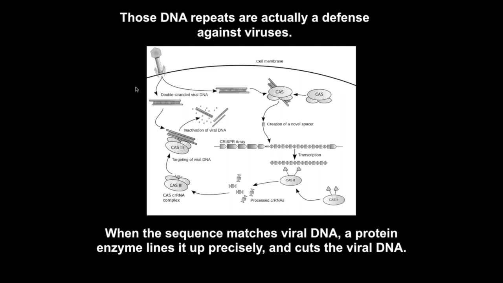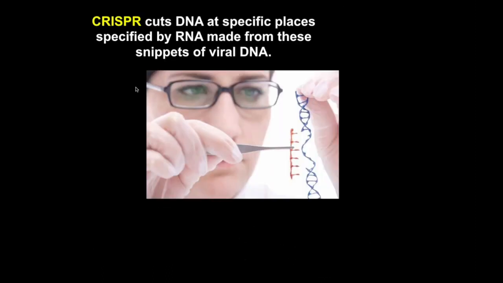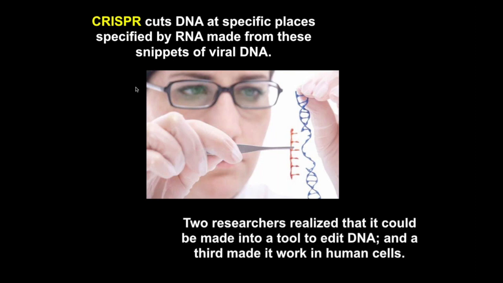If it did, they would then transcribe RNA from those non-repeating sequences, line them up with an enzyme. They'd create an RNA destruction machine or DNA destruction machine that would find the viral DNA, cut it into pieces, and inactivate it. Almost an immune system. So what the CRISPR system does is it cuts DNA at very specific places, specified by RNA made from these little pieces of viral DNA.